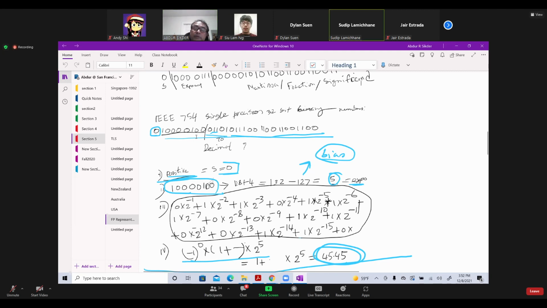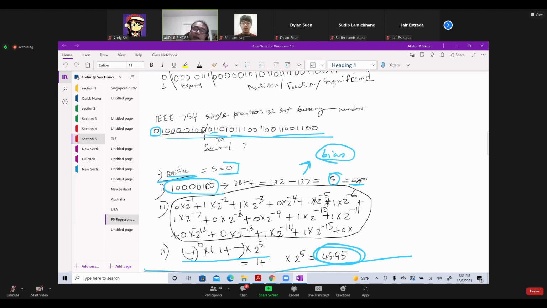Somebody asking a question? About the 127? Yeah, that's the bias. So whatever decimal number you get from converting the first 8 bits, you minus the 127. That's the bias, a constant. So whatever comes here, I think it's 132 minus 127, that's your actual exponent. That's 2 to the power of that.